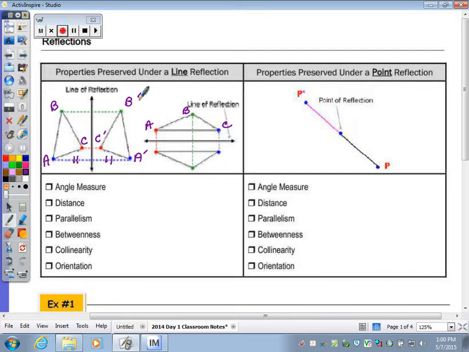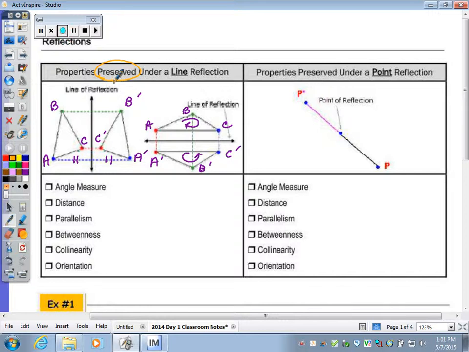Now, in this picture here, what I want to highlight is, again, orientation. So in the original figure, A to B to C is labeled in a clockwise direction. And when you look at the image of that triangle, it's now labeled in a counterclockwise manner. So we're talking about properties that are preserved.